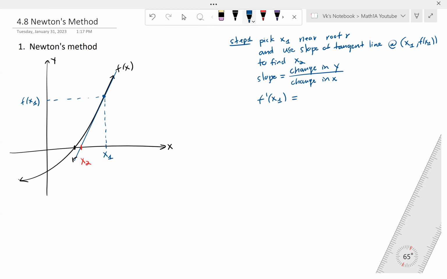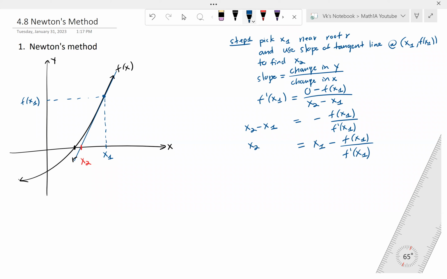Change in y is y2 minus y1, but y2 is 0. So 0 minus y sub 1, which is f(x1), over x2 minus x1. And as you can see, x2 minus x1 is minus f(x sub 1) over f prime (x sub 1). So x sub 2 is x sub 1 minus f(x sub 1) over f prime (x sub 1).